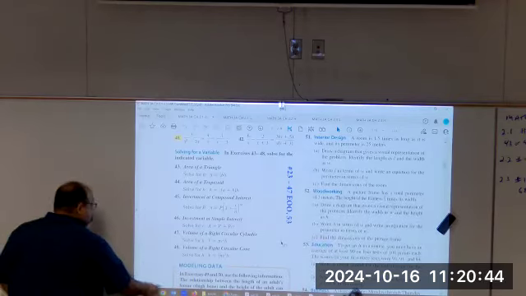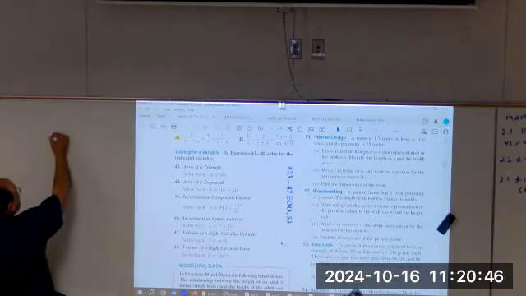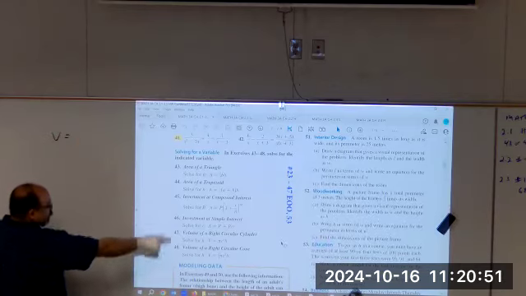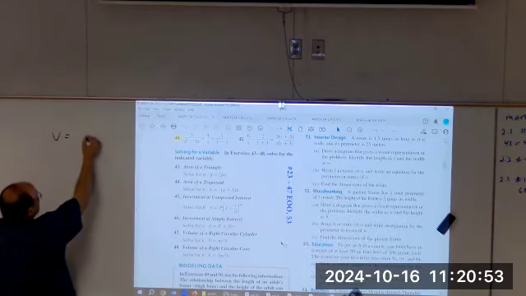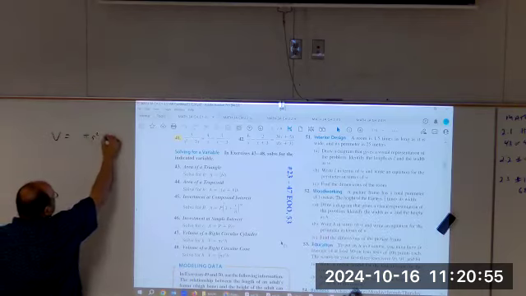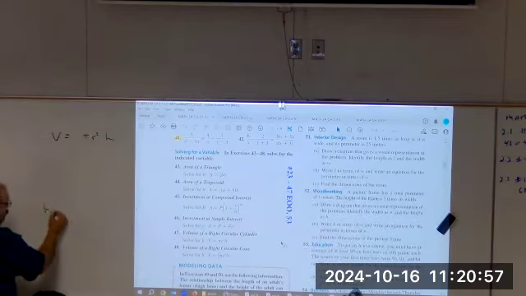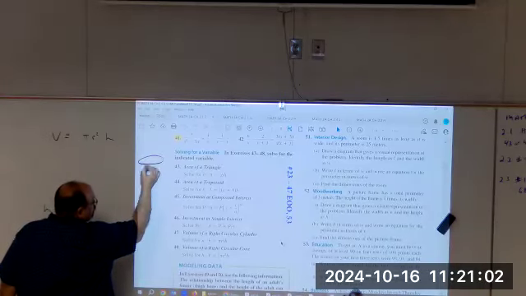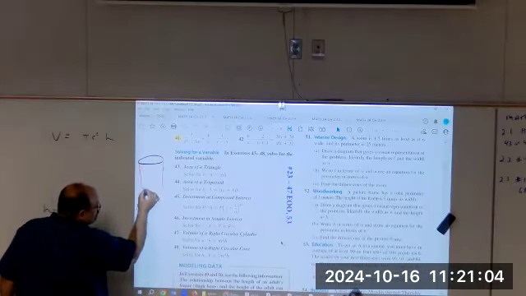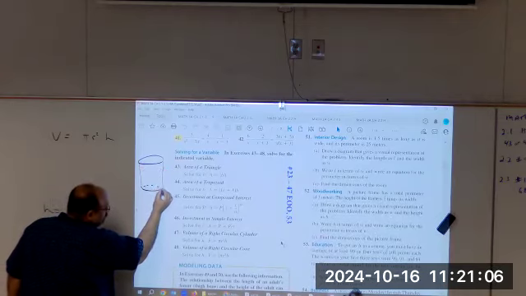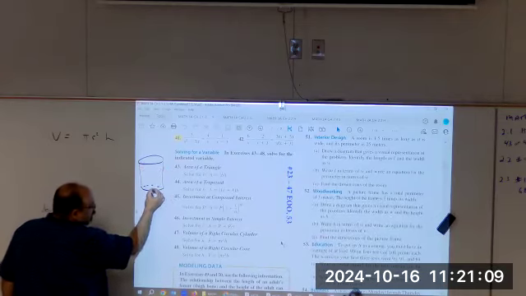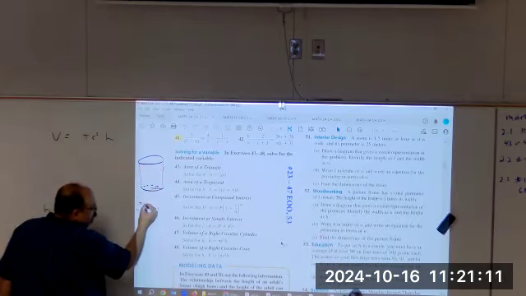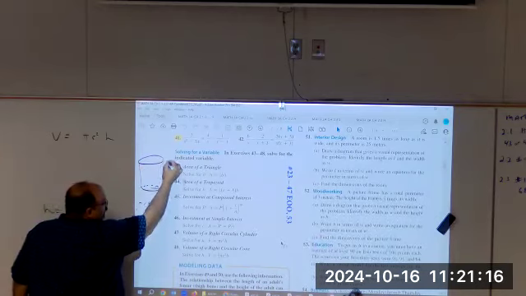47. So we have the volume of a right circular cylinder, which is pi r squared times the height. And we want to solve for the height. What is height? A right circular cylinder is just a can. Pi r squared is the area of the circle times the height of the can.